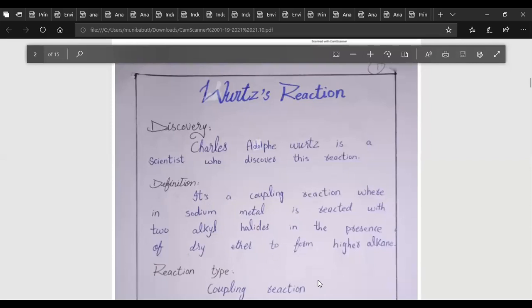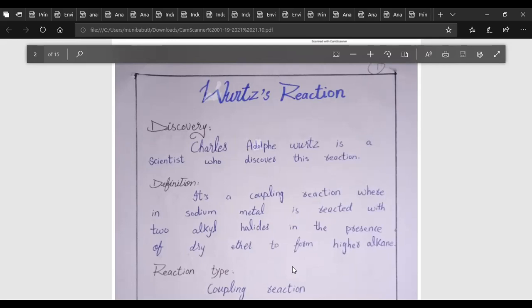And you know what is coupling reaction? A coupling reaction is a reaction in which two hydrocarbons are combined with the aid of metal to form higher hydrocarbons. So this is the definition of coupling reaction. And dry ether is the ether from which we remove all the water; it is called dry ether. So this reaction takes place in the presence of dry ether.